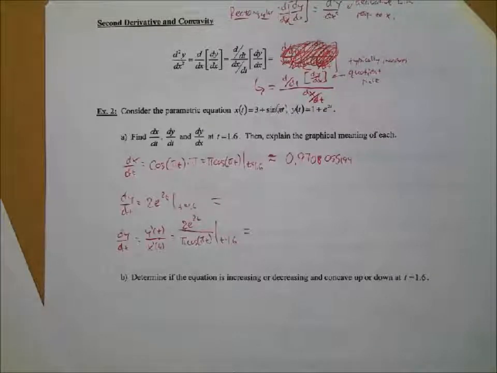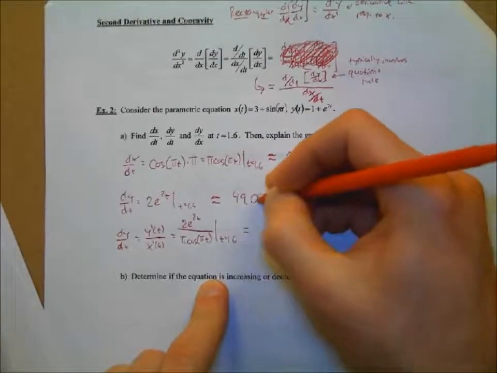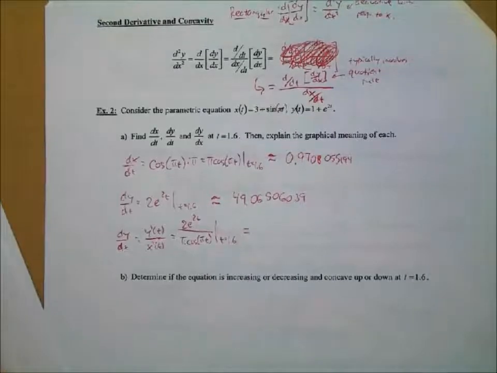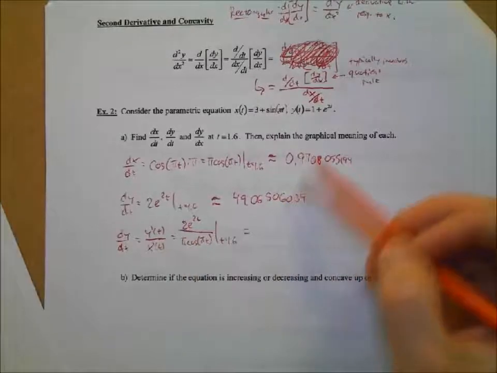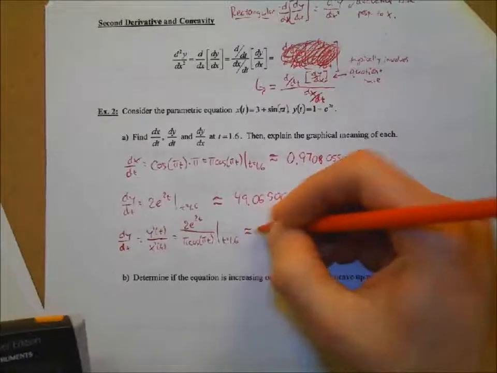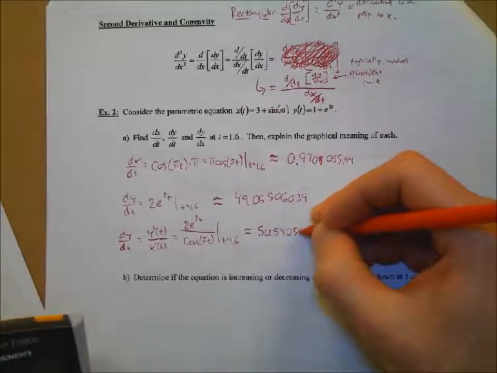All right, and then 2e to the 2 times 1.6, or 2e to the 3.2 there, is approximately 49.065060039. And then, of course, 2e to the 2t over pi is just going to be these divided, right? And we get about 50.5405657.